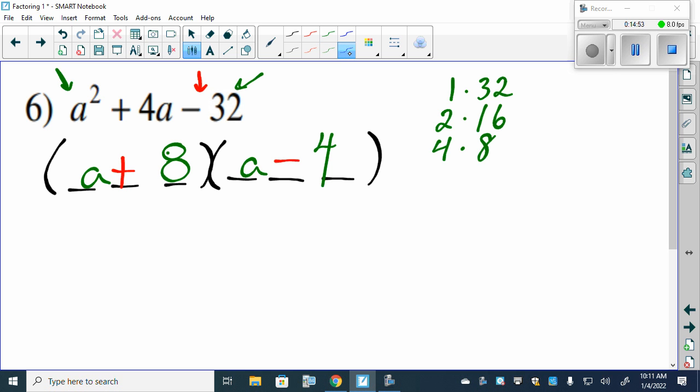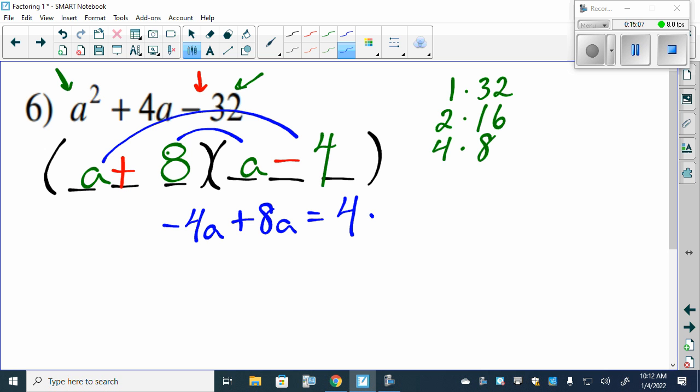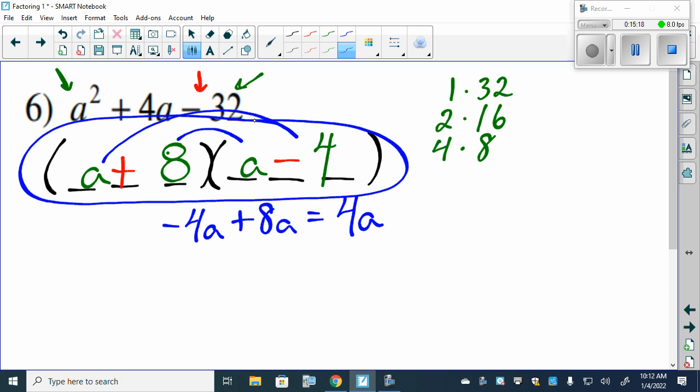And our last step is to check. So we can do a times negative 4, which is negative 4a. 8 times a is going to be plus 8a, which gives us a positive 4a. Is that what we wanted? Yes. So these here are the correct factors of this here. Any questions on this so far?